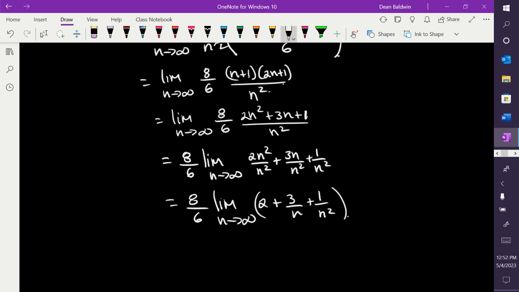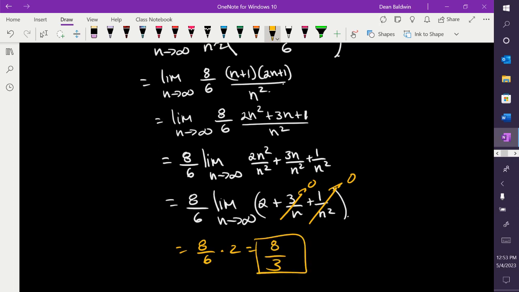Now we're going to plug infinity in. What happens to everything that has an n in the denominator? It goes to 0, and you're left with 2. So it's 8 over 6 times 2, which is 8 over 3. That is the actual area under the curve of y equals x squared between 0 and 2. That is the exact answer.